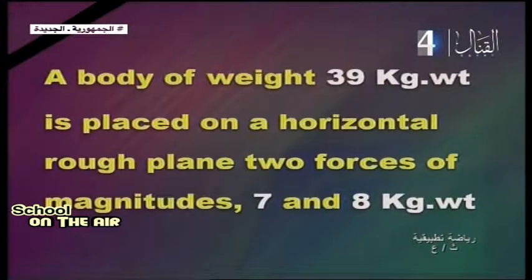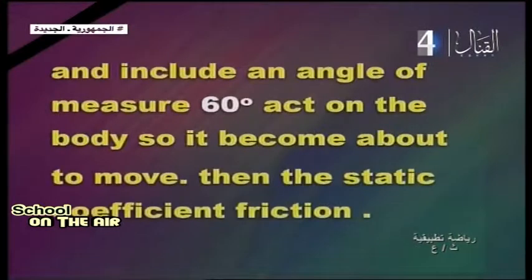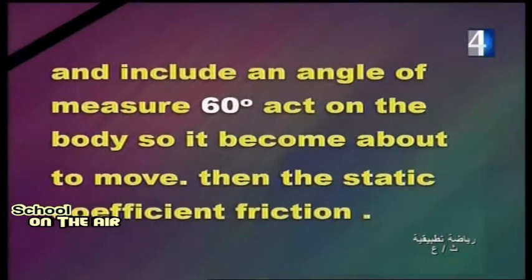Now we move to an important example. A body of weight 39 kilogram weight is placed on a horizontal rough plane. Two forces of magnitude 7 and 8 kilogram weight, including an angle of measure 60 degrees, act on the body, so it becomes about to move. Then choose the correct answer. The static coefficient of friction equals what? Choose the correct answer: 1/2, 1/3, 1/4, 1/5.